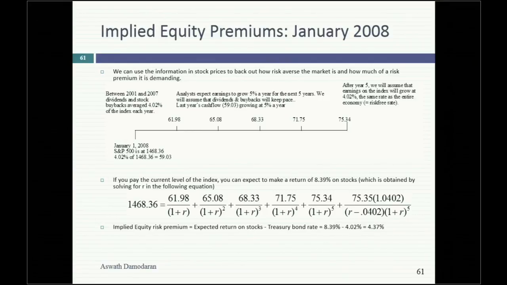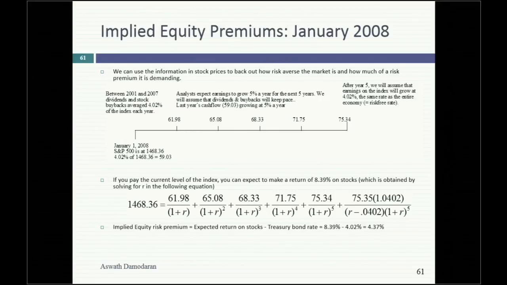So here's what the equation looks like. There's what you pay, the expected cash flows for the next 5 years. There's my cash flows beyond year 5 going at 4.02%. What am I solving for? I'm solving for that discount rate that makes the present value of my cash flows equal to the level of the index. It's a little messier than a typical IRR calculation because the last term in the equation is not a fixed number. It's going to change, which is why I use the solver function in Excel.